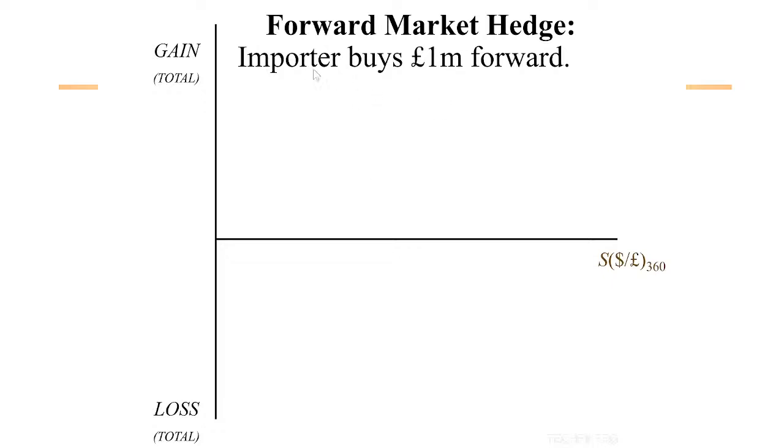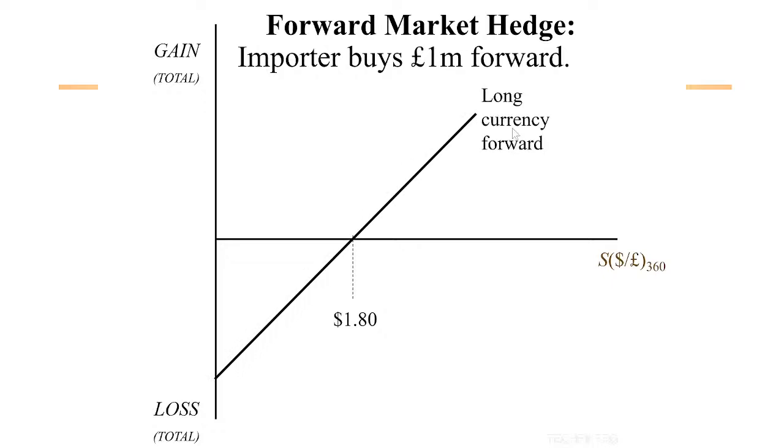So we could also hedge using the forward market. Say we have this currency forward. So if you use the forward contract, it goes up in value, you gain. If the exchange rate goes down in value, you lose. So that's a payoff for the long position in the forward contract. So this is a payoff chart.